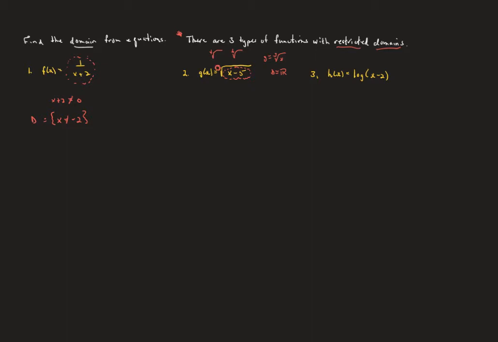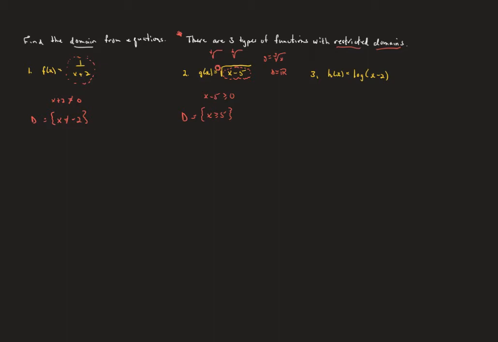But when we have an even root, like we do in this square root, the thing inside the radical has to be greater than or equal to 0. If we solve that, that leads to x being greater than or equal to 5. So that will be the domain of that square root function.